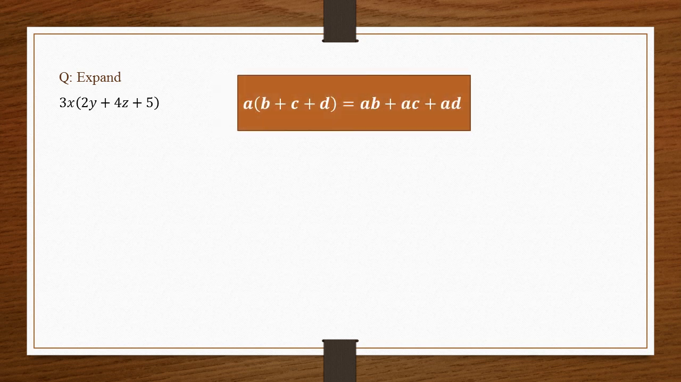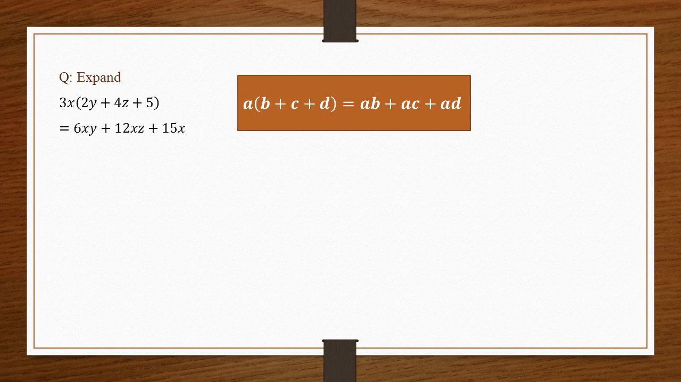We will solve another example. Expand 3x into 2y plus 4z plus 5. Here you can see that there are 3 terms in the bracket, but it doesn't matter how many terms are given in the bracket, you always have to apply the distributive law. If there are 4 terms, 5 terms, no matter how many terms. This is the distributive law that I already told you: a into b plus c plus d. Now here a into b, ab, plus a into c, ac, plus a into d, ad. So this will be the distributive law.